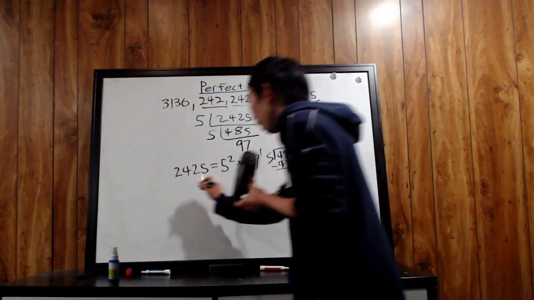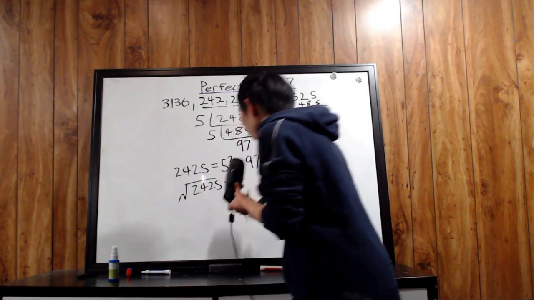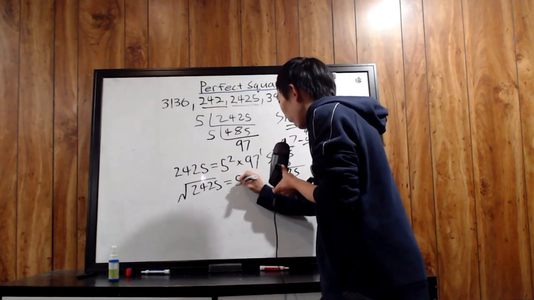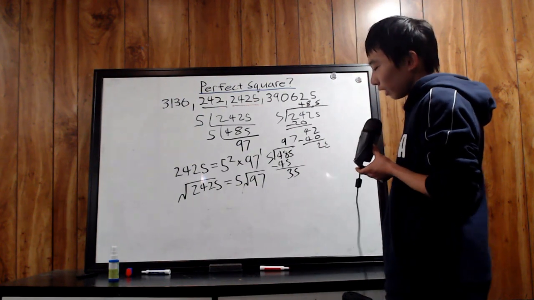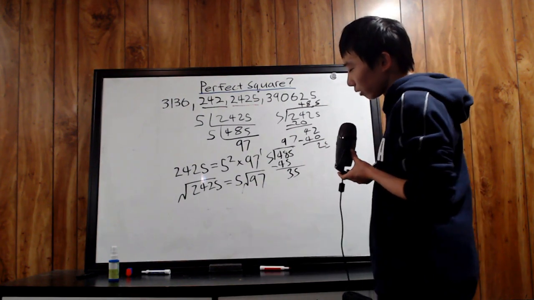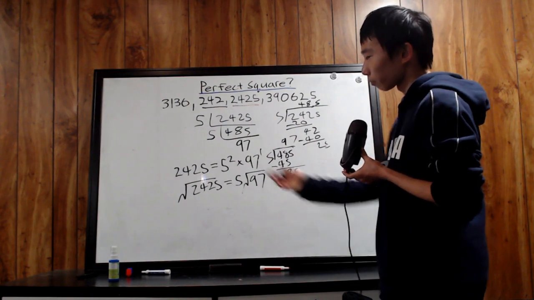So the square root of 2,425 is just the square root of 5 squared, which is 5, and the square root of 97. So this is multiplied. And that's our answer: 5 times the square root of 97. And there we go. But it's not a perfect square.